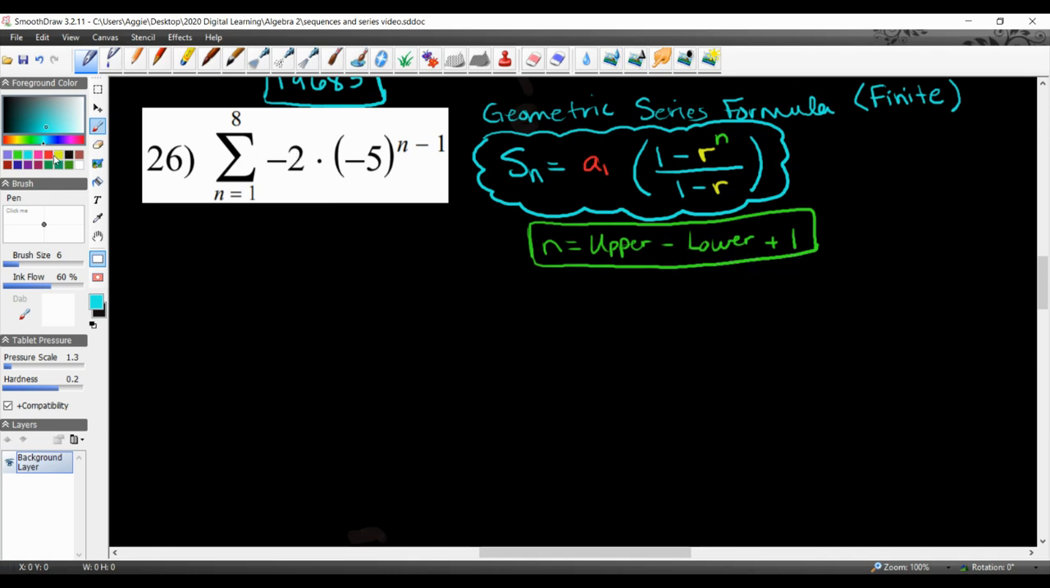Luckily for us, this one is actually not that bad because a sub 1 is given to us right here. It's our first term. So a sub 1 is going to be equal to -2.